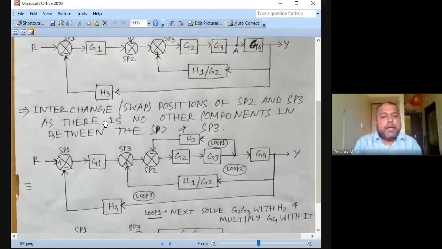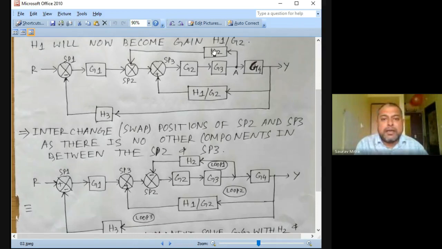So this is the third step: interchange or swap the position of sp2 and sp3. Whatever sp3 was, this is coming left, and sp2 is coming right. Now you can find that this loop is totally separate. H2 has been creating trouble since the beginning, but now this H2 is free, and we call this loop 1. So G2 G3 H2 form a negative feedback loop. What will be the transfer function? G2 G3 divided by 1 plus H2 G2 G3.